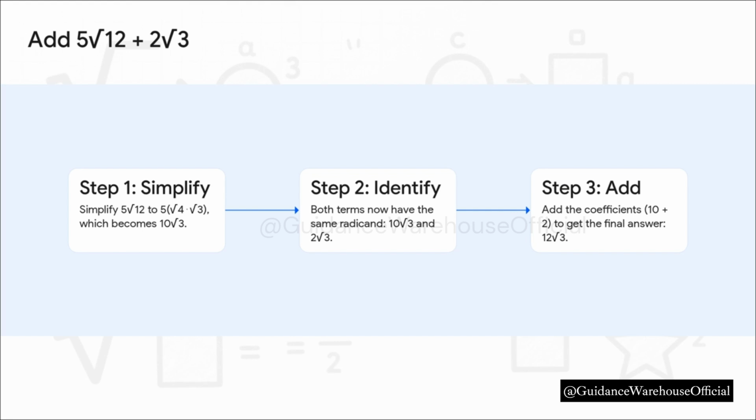We can simplify the square root of 12. We can rewrite 12 as 4 times 3. The square root of 4 is 2, so that first term becomes 5 times 2 times the square root of 3. In other words, 10 root 3. And now look, both terms have a square root of 3. They are now like radicals. So we just add the numbers out front, the coefficients. 10 plus 2 is 12, and our final answer is 12 root 3.